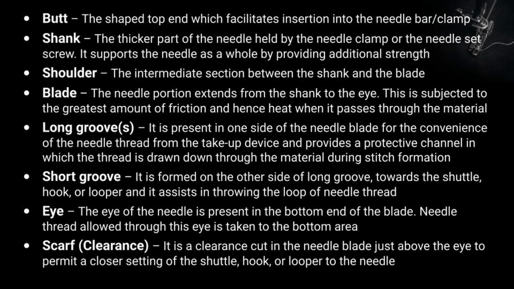Next part is the eye. The eye of the needle is present at the bottom end of the blade. Needle thread is allowed through its eye and taken to the bottom area. Scarf. It is a clearance cut in the needle blade just above the eye to permit the closer setting of the shuttle hook or looper to the needle.